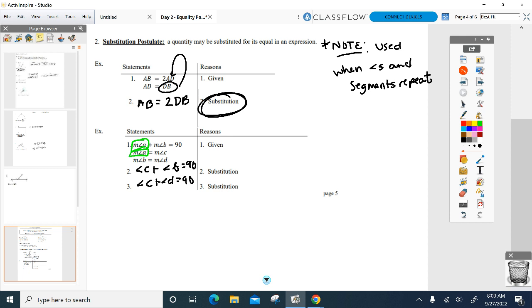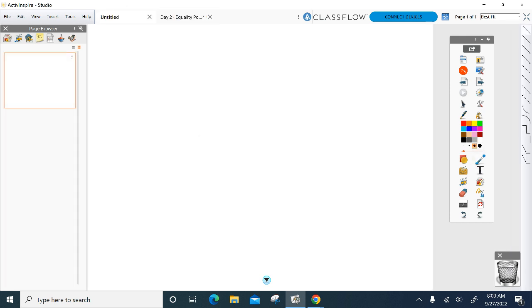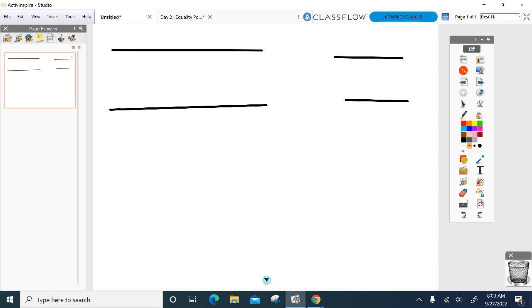Questions? All right, so we got reflexive. We just went over substitution. We got one more. And before I get into that, I'd like to do just a diagram first here. Don't draw anything. Just pay attention to mine up here. That's all I ask. I got segment A and segment B. I got segment C and segment D. A and B are congruent. C and D are congruent.